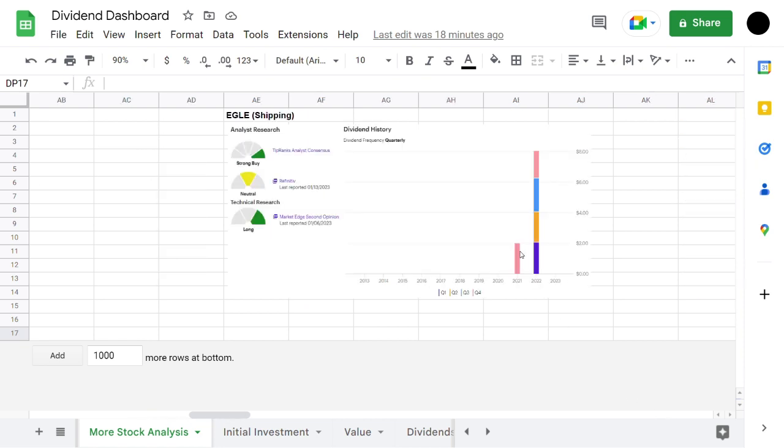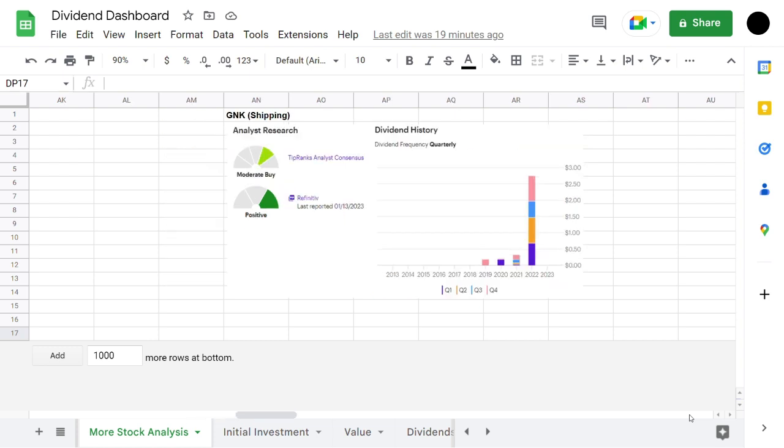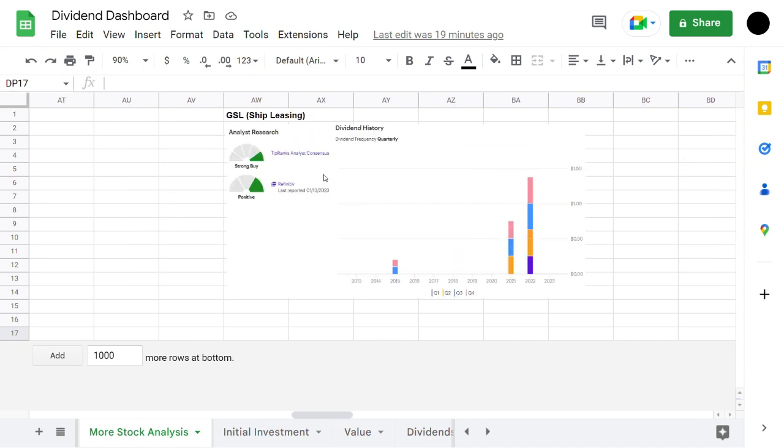Here's the shipping. They've only got 1 year of dividends. That's the risk. It's a new stock for dividends. It's got some research and some technical analysis looks good, but of course 1 year dividends. Who knows? Same here for its competitor shipping company, and then this is a ship leasing company. Similar again.